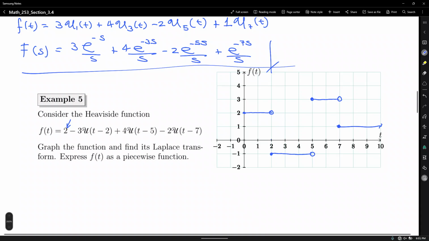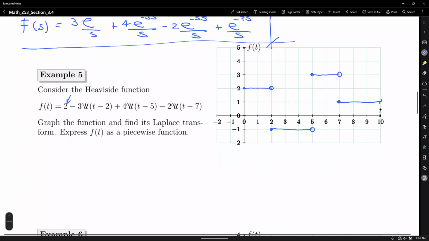Okay, so we have that function to find its transform already. I mean, we don't need to do anything else. However, they ask us to graph the function and find the transform, but also express f of t as a piecewise function. Okay, so let's write that down. I'm going to write the function f of t, that is, we start where? At 2, right?